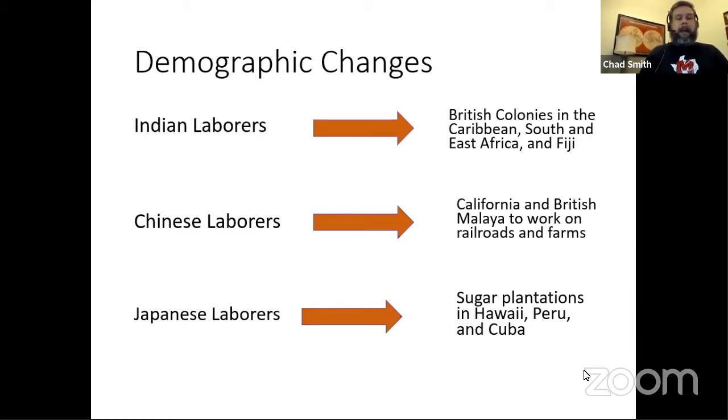Chinese laborers moved to lots of different places. Two of the most commonly recognized places are California in the United States of America, and the British colony of Malaya in order to work on railroads and farms. And Japanese laborers moved to sugar plantations in Hawaii, Peru, and Cuba.